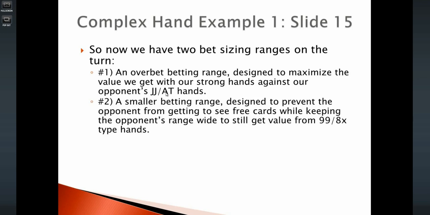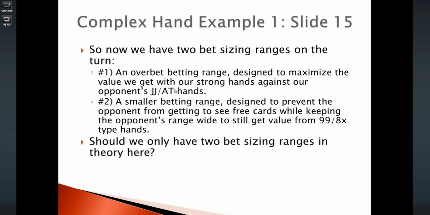Number two, a small betting range, designed to prevent the opponent from getting to see free cards while keeping the opponent's range wide to still get value from 9s and 8x type hands. So that's incredibly important to note. When we're betting small on the turn, we can hit a sweet spot where we're still charging our opponent to outdraw us when he has overcards, and we're still getting value from the hands we want to get value from. So if we bet pocket 9 small, maybe we can get king queen to fold and 8x to call. That's awesome.